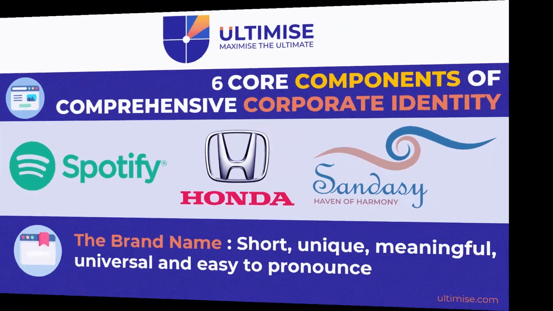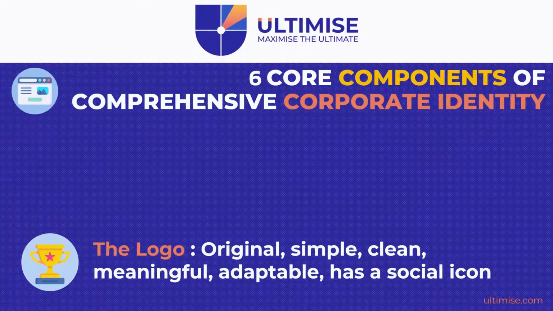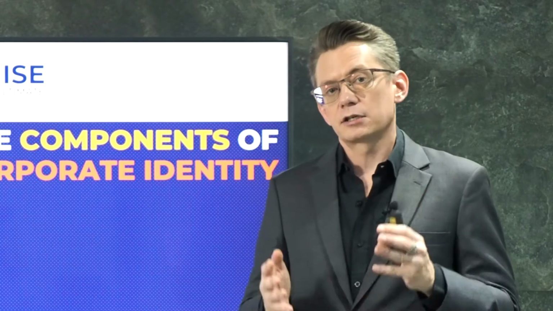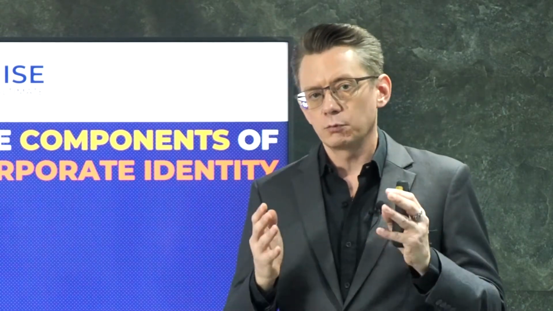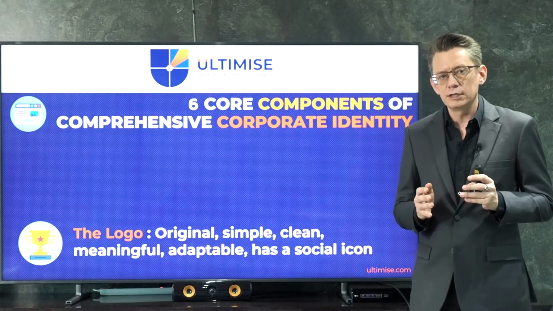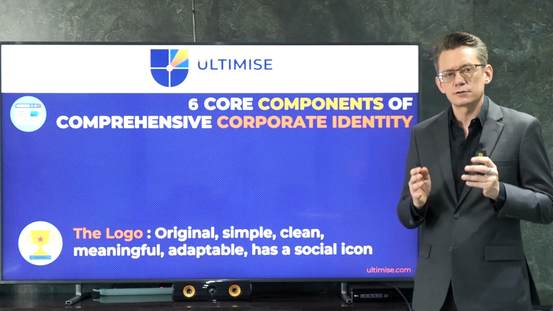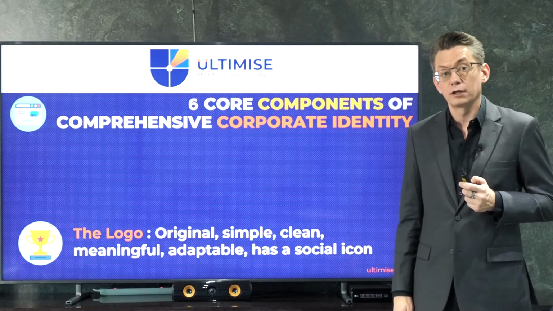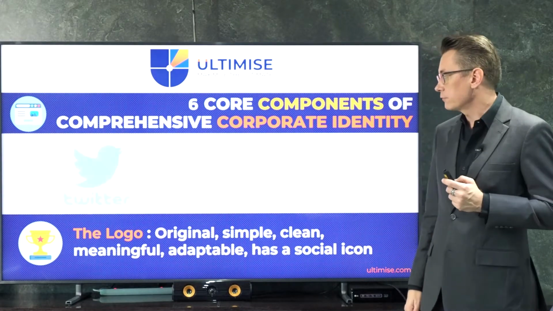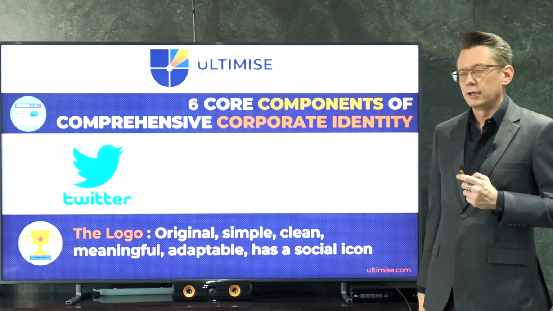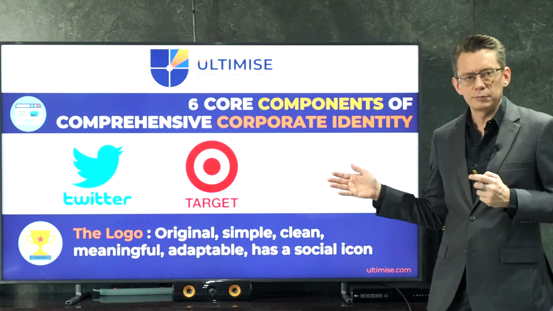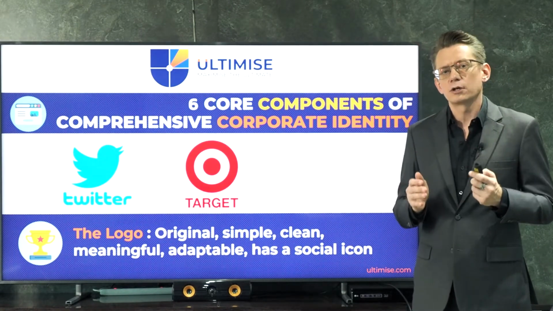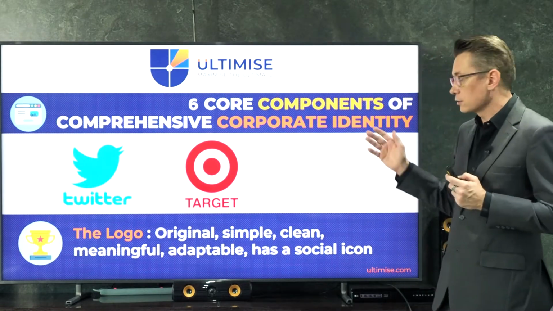The next element that we want to look at is the logo. So what needs to be in a logo? It needs to be original, it needs to be meaningful, it needs to communicate well what you want to be and what you are, and it also needs to respond to today's social media driven climate. So it needs to have a social icon as well, if possible. Examples of that are the trendy brand Twitter, and I really love the Target brand because as old as it is, it could have been made yesterday. It's very trendy, it's very modern, and it even has a social icon.